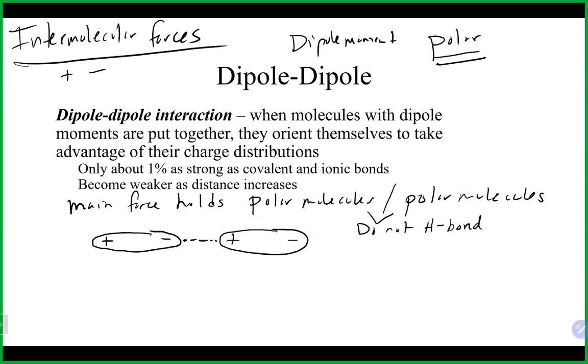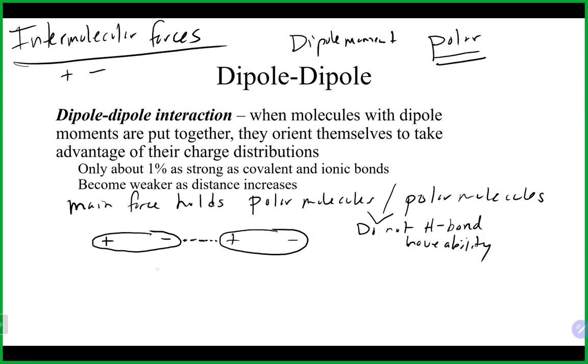Polar molecules can hydrogen bond, but dipole-dipole interaction is typically for polar molecules that don't have the ability to hydrogen bond. Let me put that in there: do not have the ability to hydrogen bond. And we'll talk about what hydrogen bonding is in just a second. But definitely polar molecules can hydrogen bond. Typically, when we classify something as dipole-dipole, it's for those polar molecules that cannot hydrogen bond themselves.